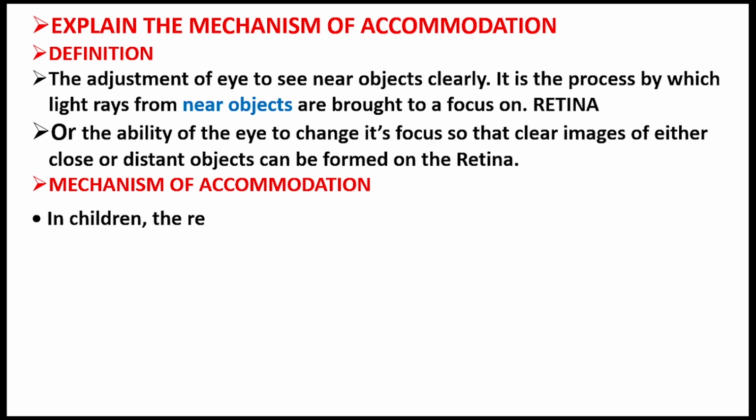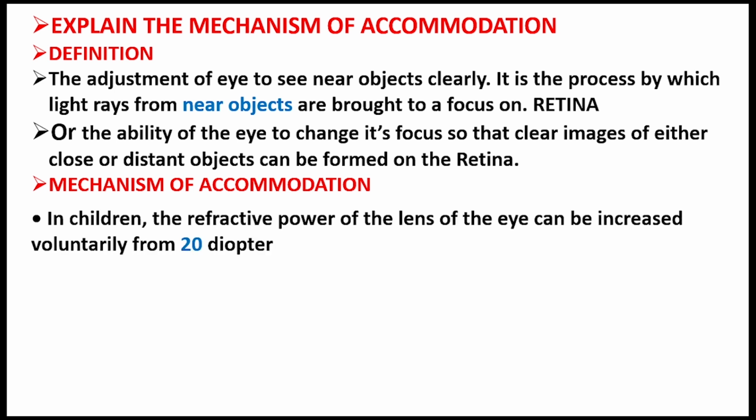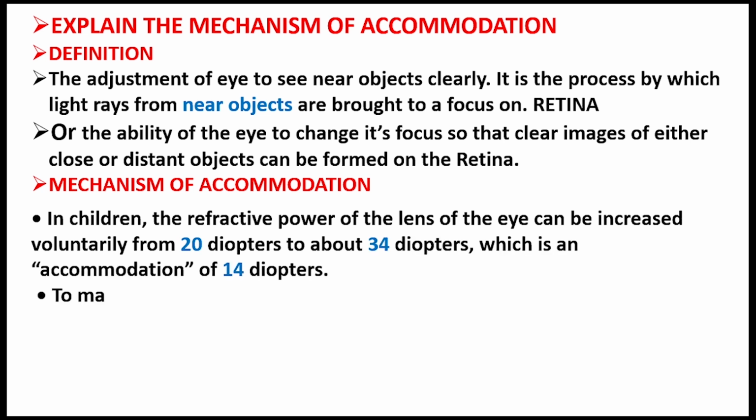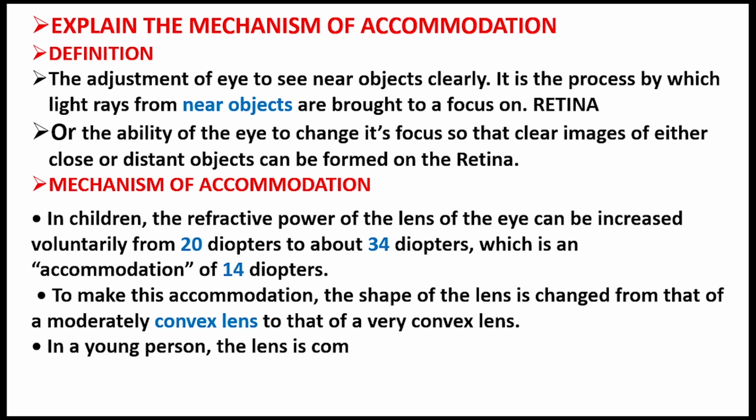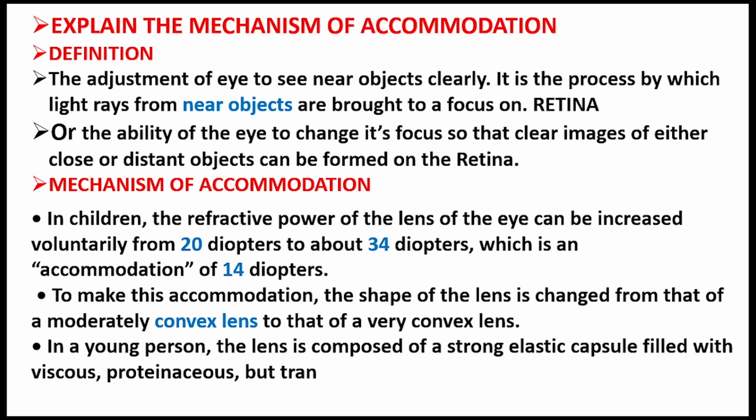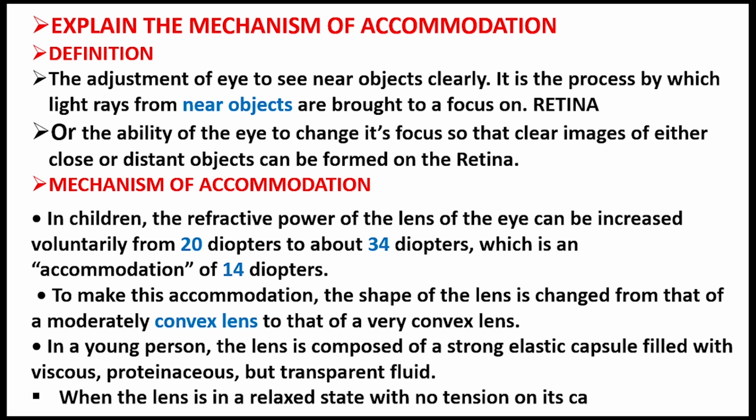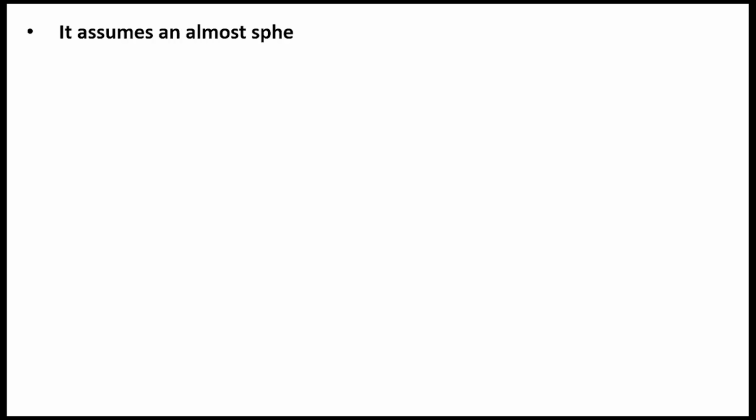In children, the refractive power of the lens of the eye can be increased voluntarily from 20 diopters to about 34 diopters, which is an accommodation of 14 diopters. To make this accommodation, the shape of the lens is changed from that of a moderately convex lens to that of a very convex lens. In a young person, the lens is composed of a strong elastic capsule filled with viscous, proteinaceous, but transparent fluid. When the lens is in a relaxed state with no tension on its capsule, it assumes an almost spherical shape because of the elasticity of its capsule.